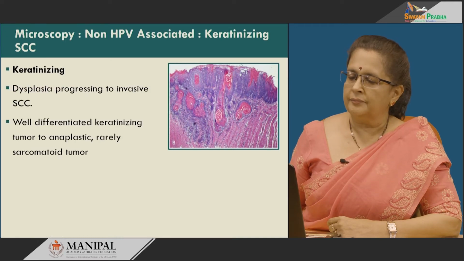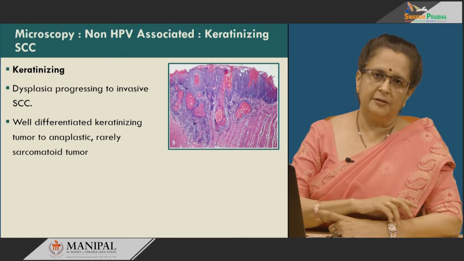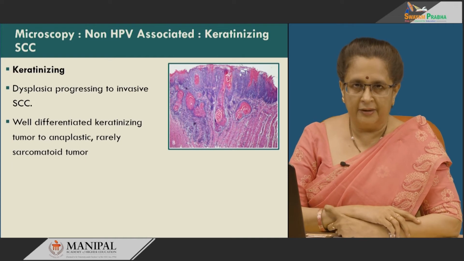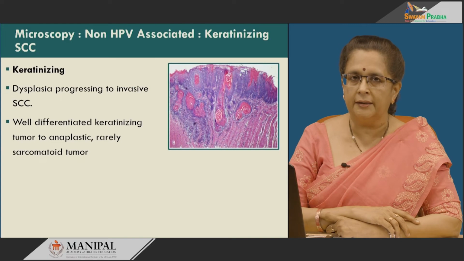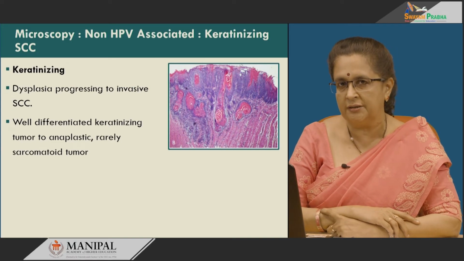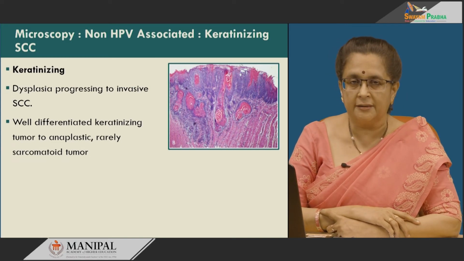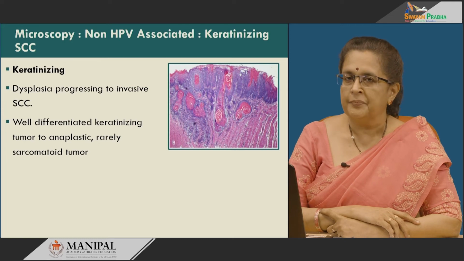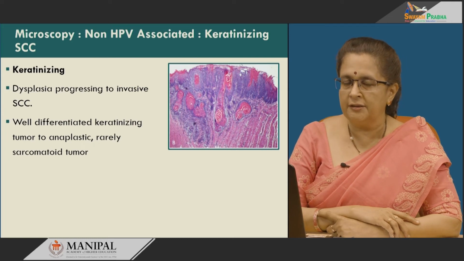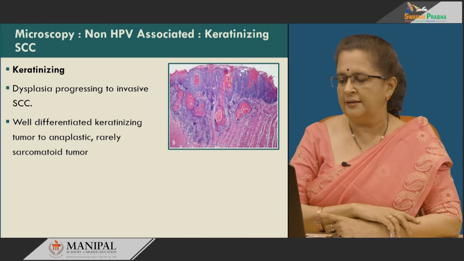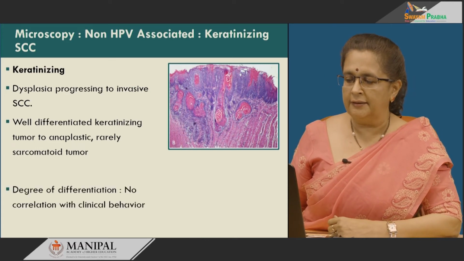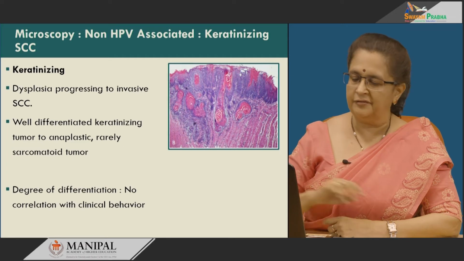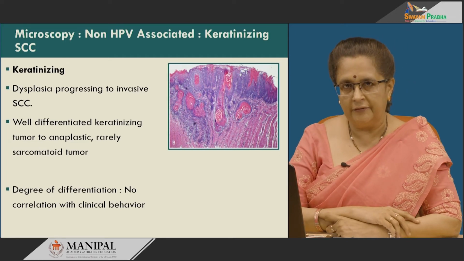So, in this invasive squamous cell carcinoma, it can be well differentiated, wherein the keratin will be abundant, or it can be even poorly differentiated, sometimes even anaplastic or even sarcomatoid. Now, in poorly differentiated, the amount of keratin is lesser. But irrespective of the degree of differentiation, it has no effect on the clinical behavior.